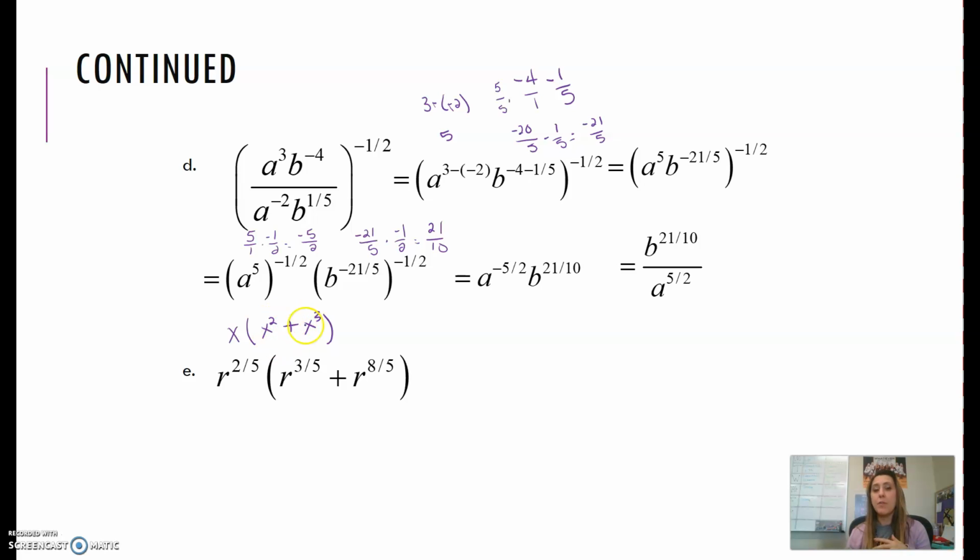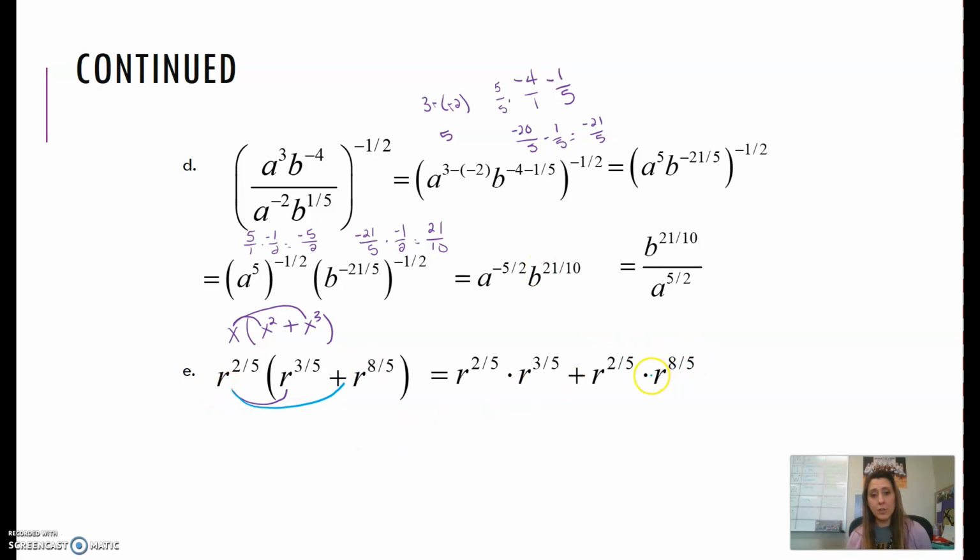But if we don't have matching powers, then we can't put them together. But we can multiply them, right? We would do x times x squared and x times x cubed. So we're going to do the same thing. We're going to multiply this one first, and I'm going to use a different color. And then we're going to multiply this.